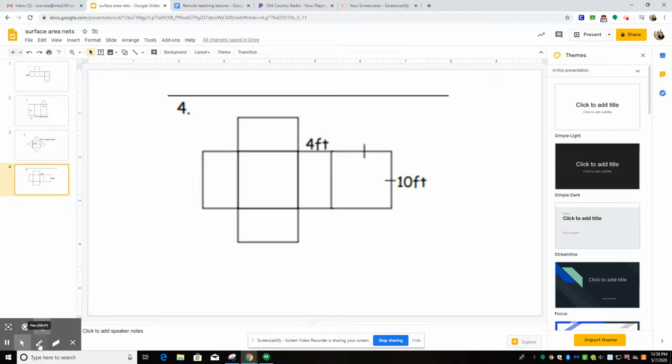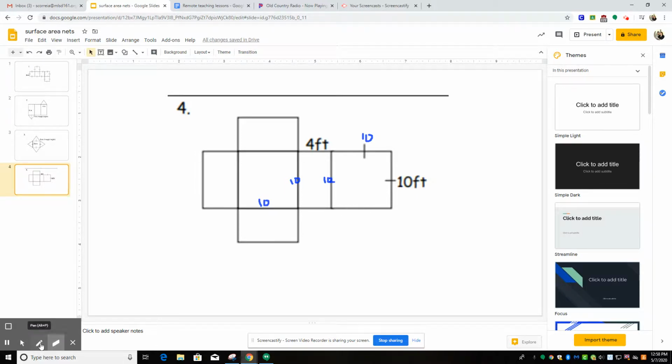So we need to find the area of each shape and then add them all up. So we have a square that's 10 by 10. We have a rectangle that is 4 by 10. Because remember, if this is 10 over here, that means this is 10. That means this is 10. We have 10 here because these two match up.